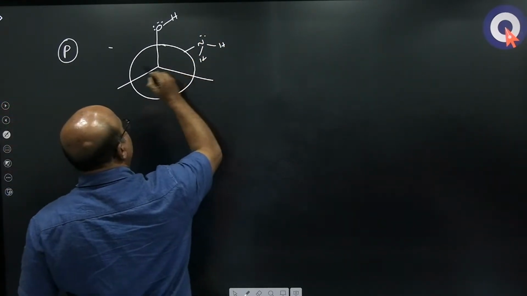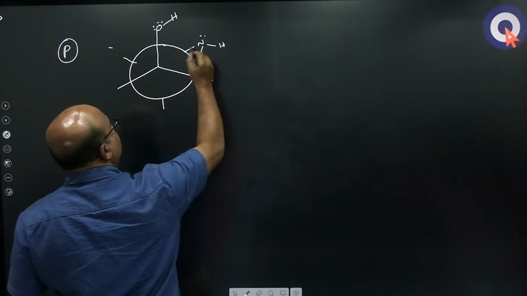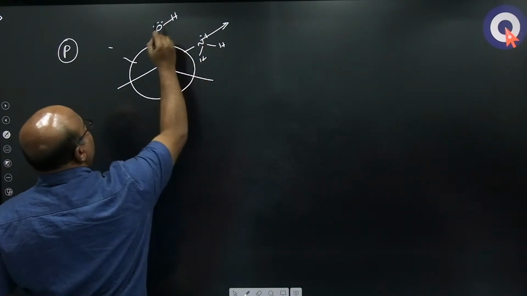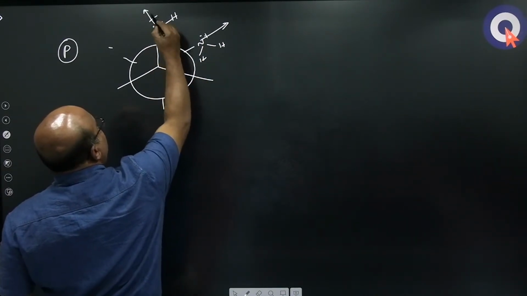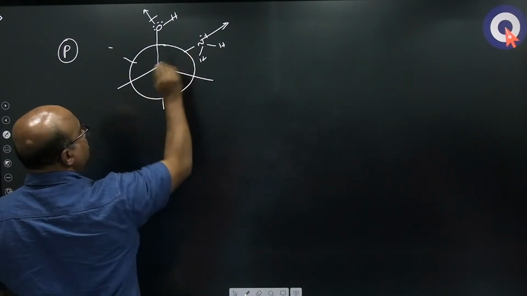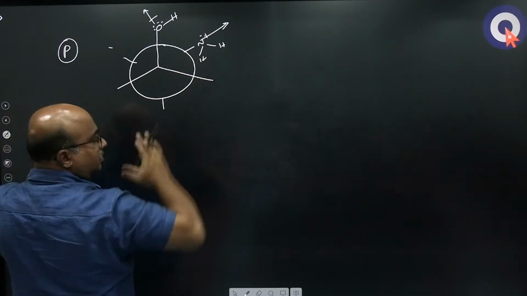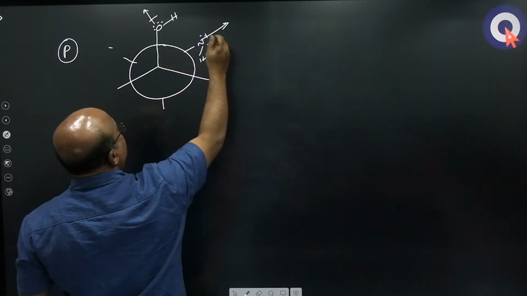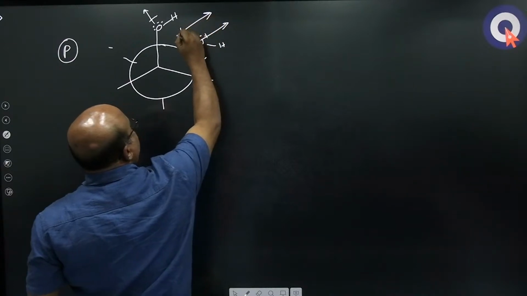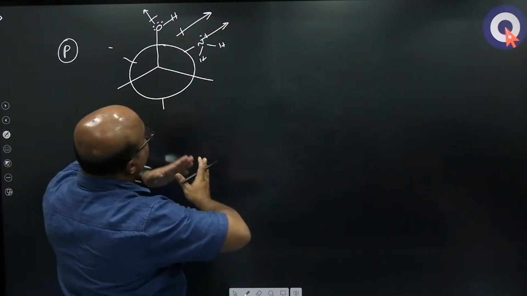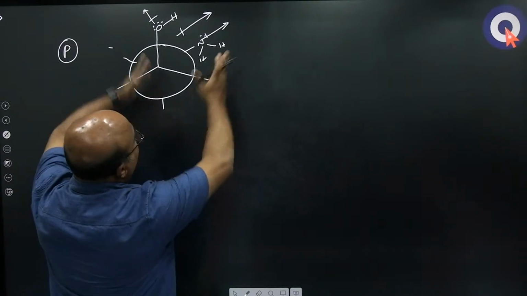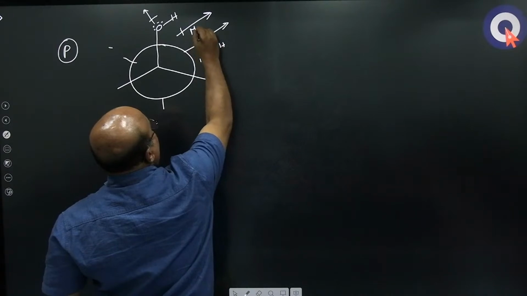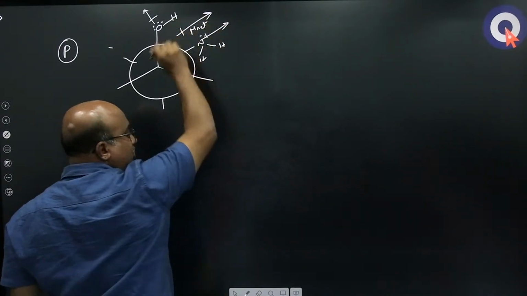So there is a bond dipole moment. This bond dipole moment exists like this. This O and H dipole moment exists like this. So they are not opposite anyhow and they are working like this. So the net dipole moment between these two, if you extrapolate this, you will see exists in this direction. Both are acting in the upward direction. So the net dipole moment, mu net, for P exists like this.